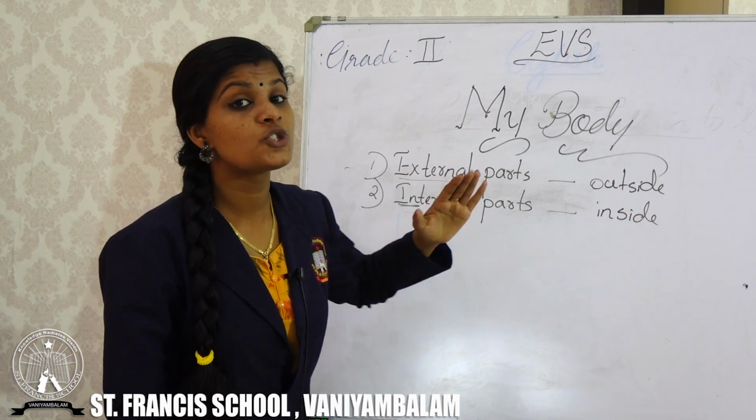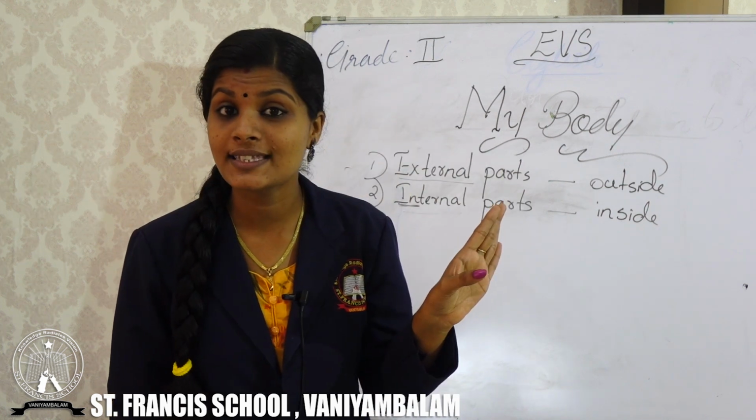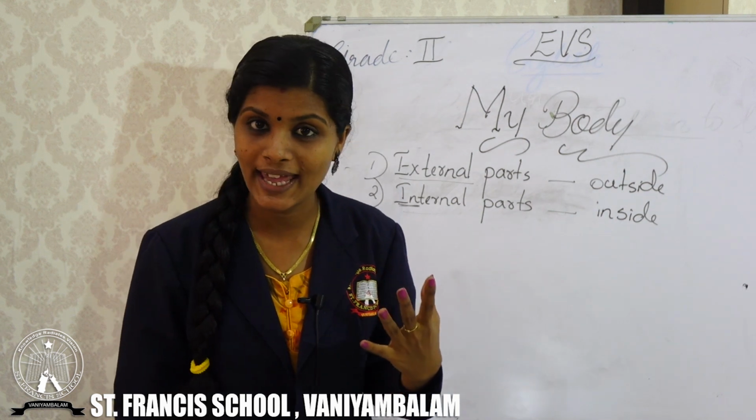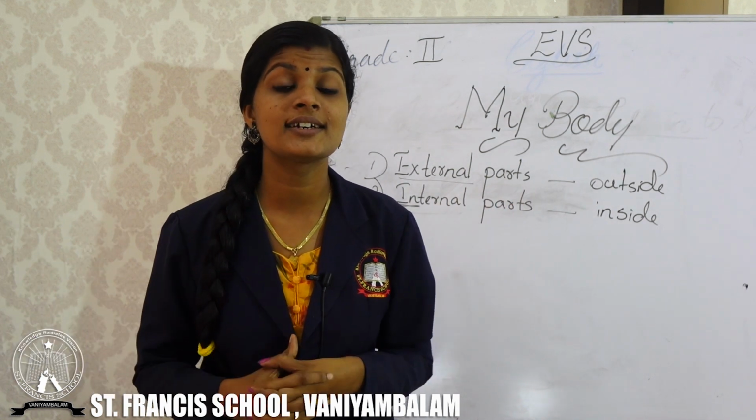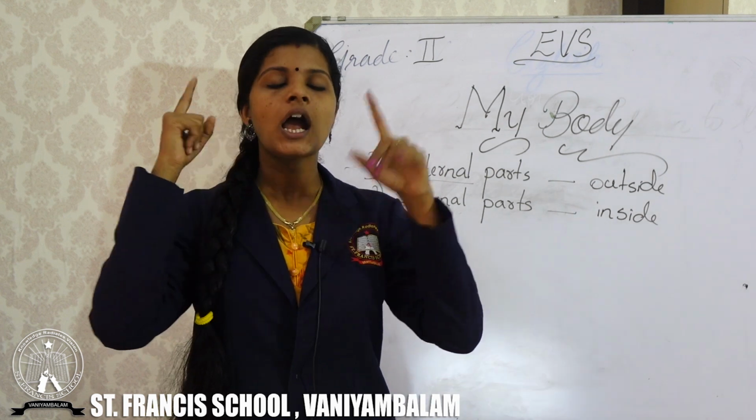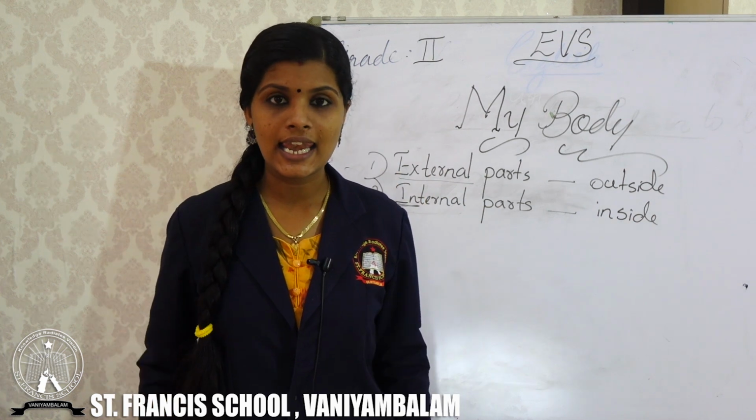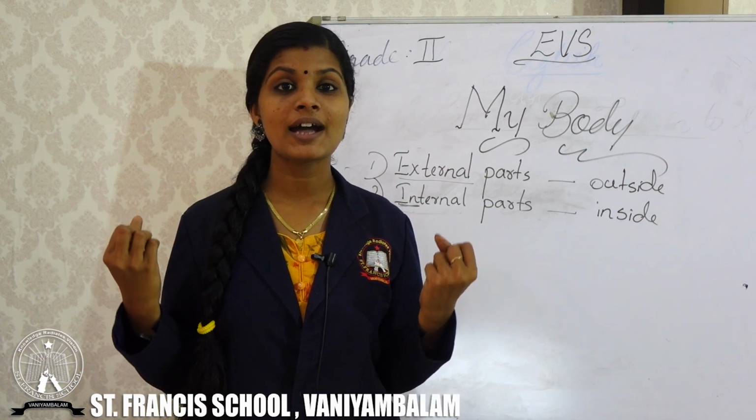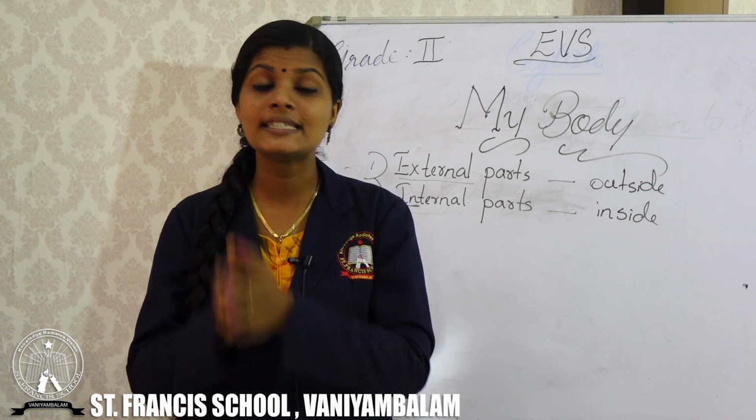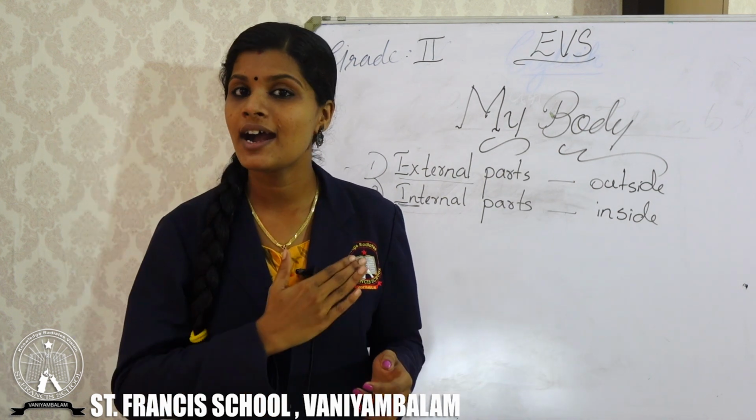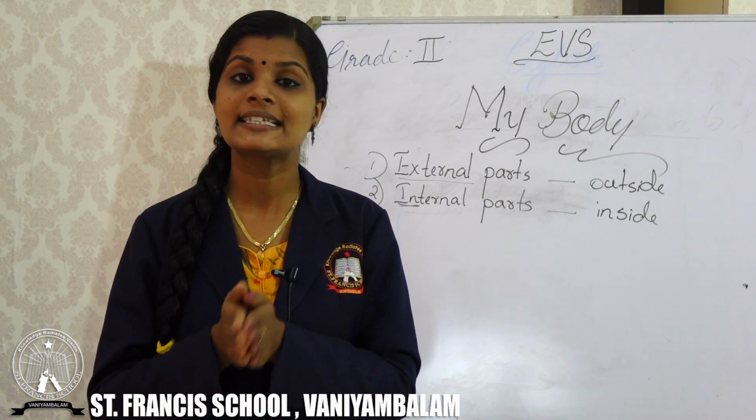External parts mean which we can see and touch. Internal parts mean which we cannot see but we can feel. Okay. Now you can tell me so many examples. Examples for external parts are eyes, ears, nose, hand, fingers, legs. So many are there. These parts we can see, and we can touch. Now what are the examples for internal parts? Brain, heart, lungs, stomach. So many examples are there. So that we can discuss later.